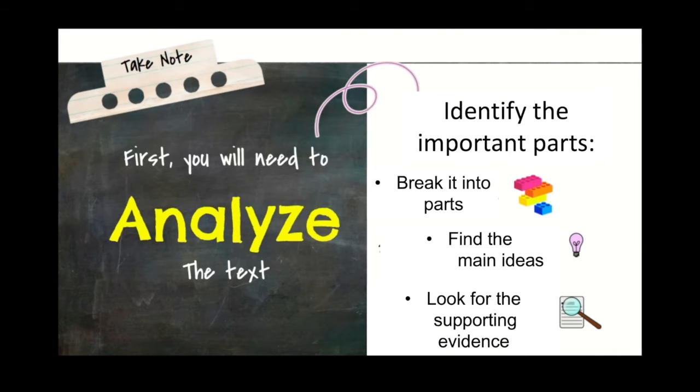So first we need to analyze the text. So we identify the important parts. We break it into parts. Okay, so we look at the text. Okay, what are the different parts? Once we do that, we need to find the main ideas. Identify the main ideas in the passage or the book or the text. Then you're going to look for the supporting evidence. What are the details in the text that support the main ideas?